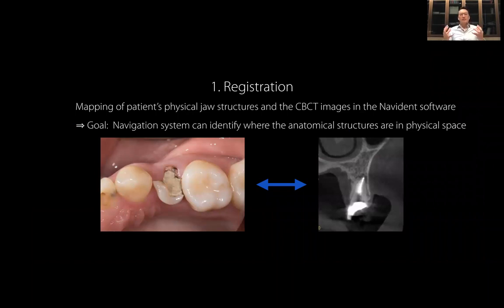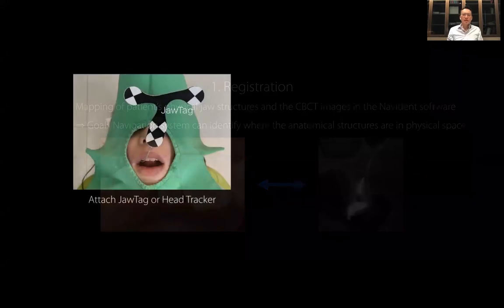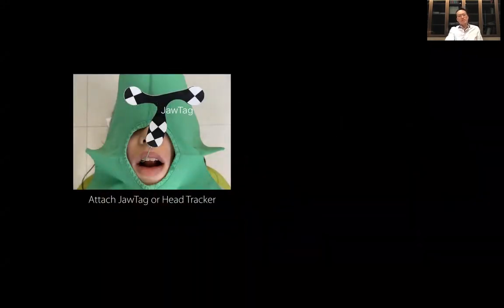The purpose of the registration step is to map the patient's physical jaw structure and the CBCT scan image in the software. We want to match the patient's teeth to the CBCT scan image, so that the navigation system can identify where the anatomical structure is in physical space. First, we need to attach a jaw tag to the patient's teeth. If you're working on the maxilla, you attach it to the upper teeth. For the mandible, you attach it to the lower teeth.